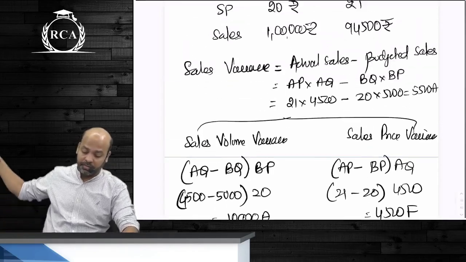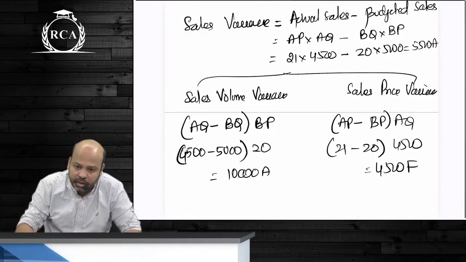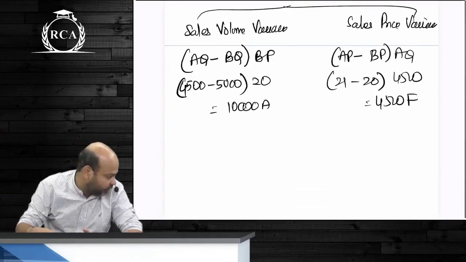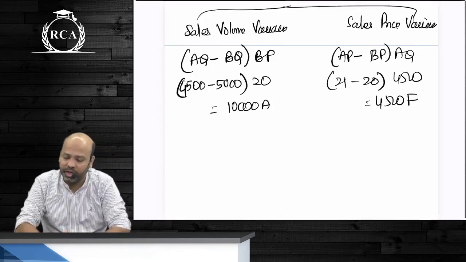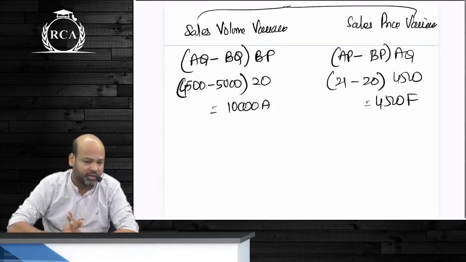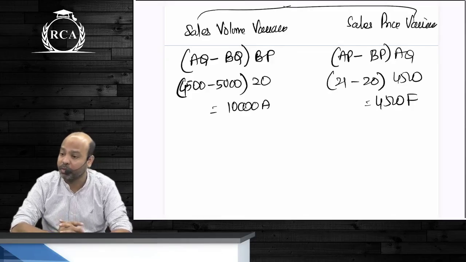Put together, it will become 5,500 adverse. समझ में आ रहा है? Your sales volume variance will be further segregated into sales sub-volume variance and the sales mix variance. Sub-volume variance is also known as sales quantity variance. This obviously will arise when a company deals with more than one product.